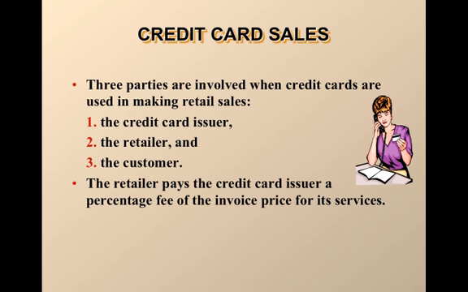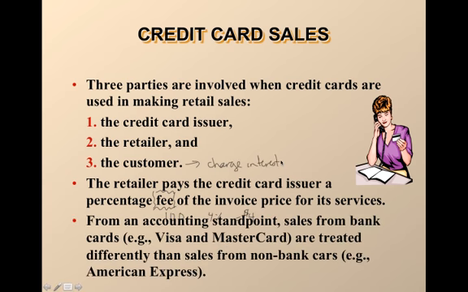So the retailer pays their credit card issuer a percentage fee of the invoice price for its services. So in this case, for example, if you buy something for $100, they might have to pay, let's say 4%, for an example. So they would have to pay $4 to the credit card company to be able to have you use credit cards. So credit card companies make money off of these fees that they charge the retailers, and they also make money off of you, the customer, when you don't pay the full amount and they charge you interest. So from an accounting standpoint, sales from bank cards.